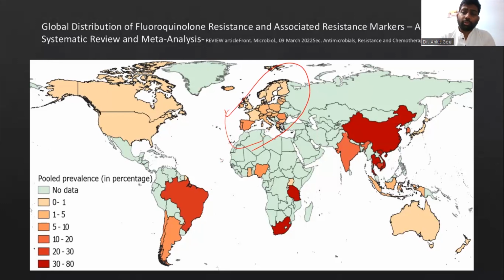But if we talk about the Indian and the Asian countries, we have higher prevalence of the fluoroquinolone resistance, and this requires us to think multiple times before we use the fluoroquinolones, because we are heading towards the fluoroquinolone resistance, and levofloxacin being a very important antitubercular drug, we have to discourage its use in other cases wherever possible.